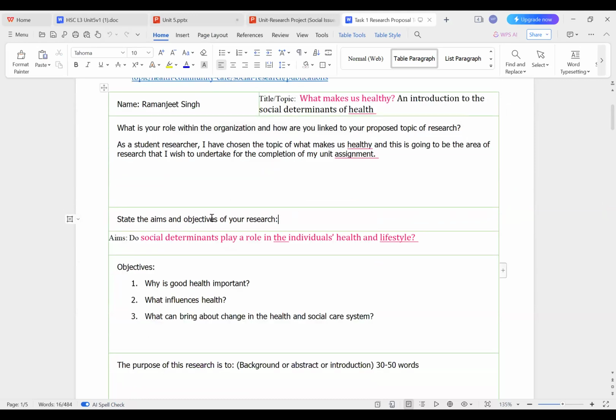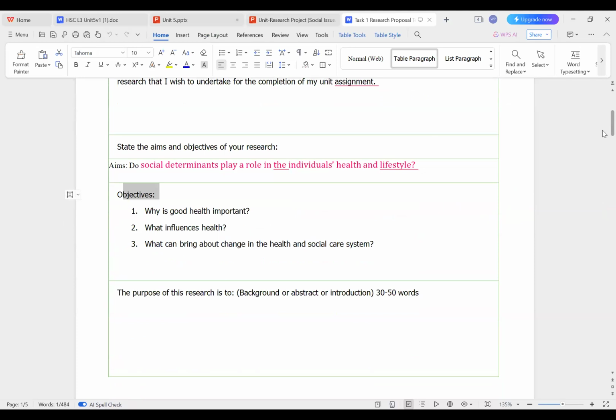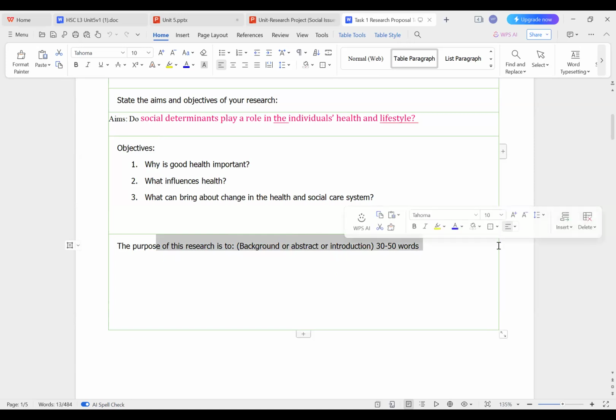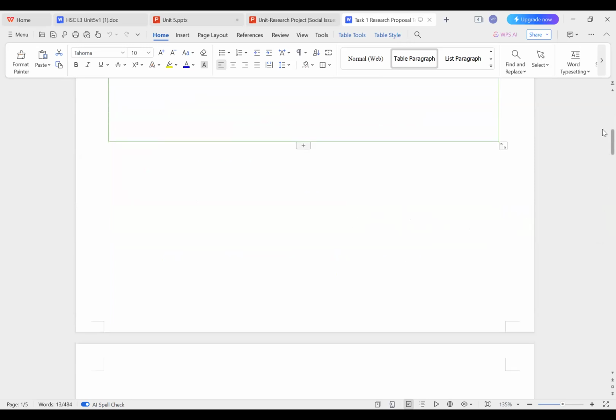State your aims and objectives of your research. So what is your aim and what is your objective? So the objective should be short term and your aims would be more longer term. Objectives can be 2. It could be 1, but it's better to have 2 objectives. The purpose of your research. So this would be your background or your analysis, your introduction. This will be 30 to 50 words, which we've mentioned.